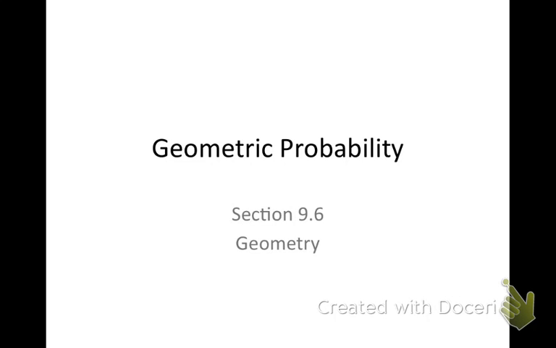Today, we're going to talk about geometric probability, section 9.6. Two big important things that come up on a lot, especially on standardized tests. Geometry comes up a lot, probability comes up a lot. So, when you put the two of them together, you're going to get a lot of questions that are very similar to both.